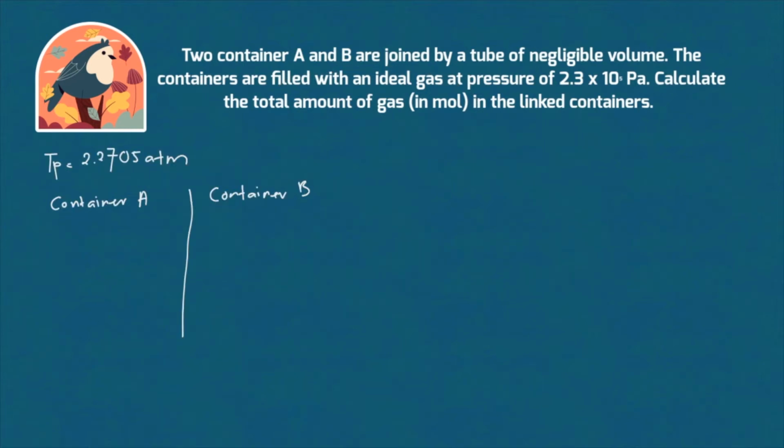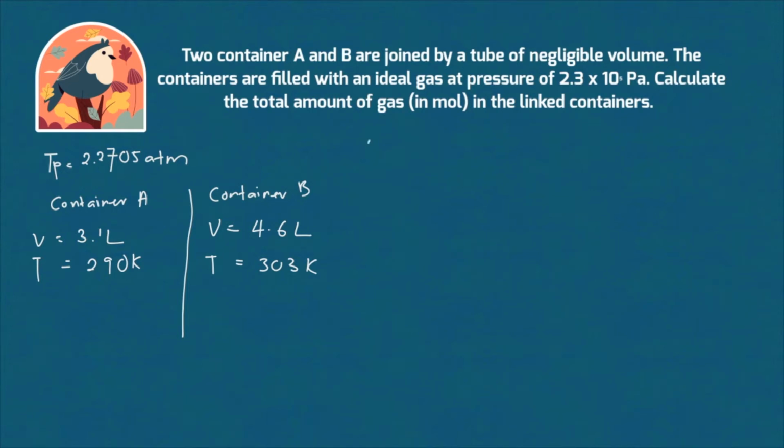Alright, so from the calculation that we have done just now, the total pressure is 2.2705 atm, and the volume for container A is 3.1 liter, while the volume for container B is 4.6 liter. And then the temperature for container A is 290 Kelvin, and the temperature for container B is equivalent to 303 Kelvin. Alright, so from here, we are going to find the total number of mole for each container.